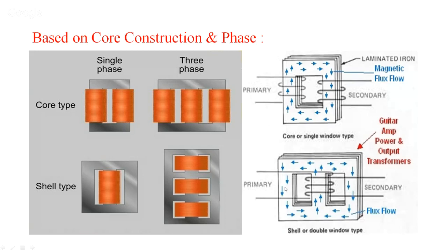So this is another version here. So you can observe here, this is a central limb on which both the primary winding and the secondary winding will be placed. In core type, they are placed on different limbs, whereas in shell type, on the central limb, both primary and secondary winding is going to be placed.